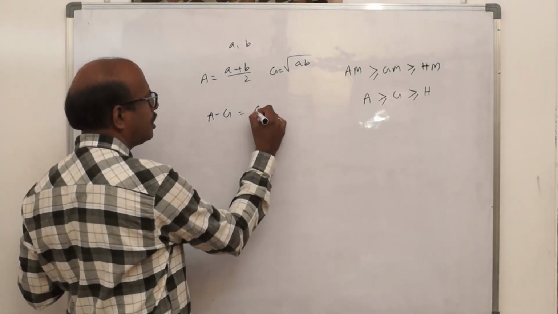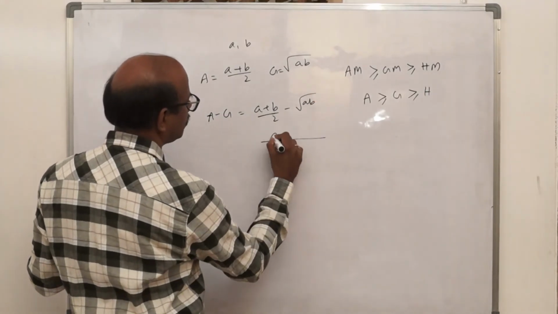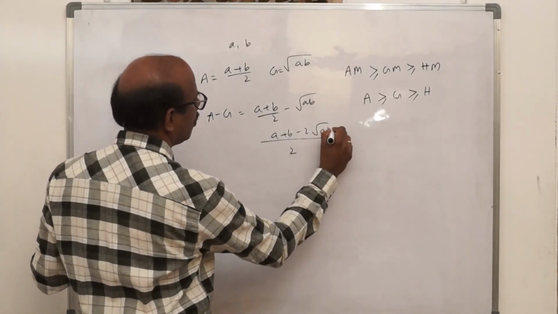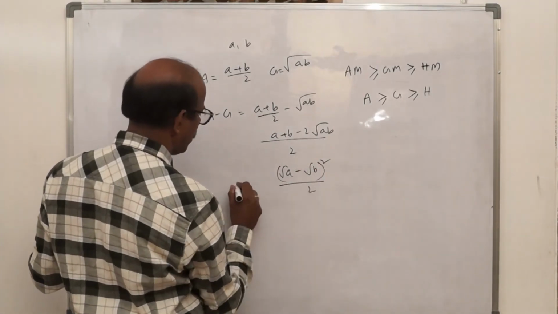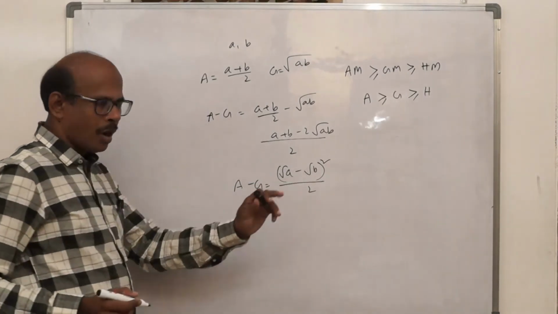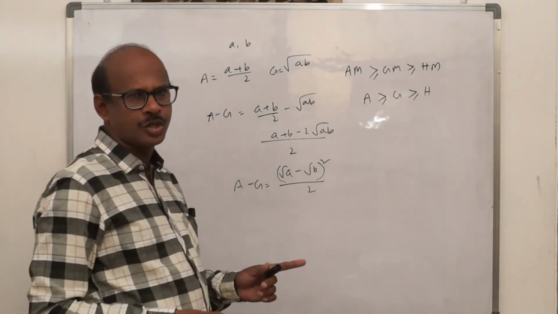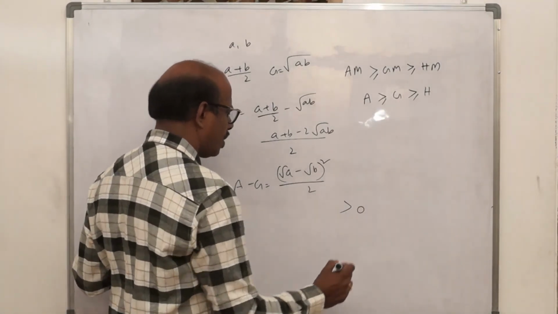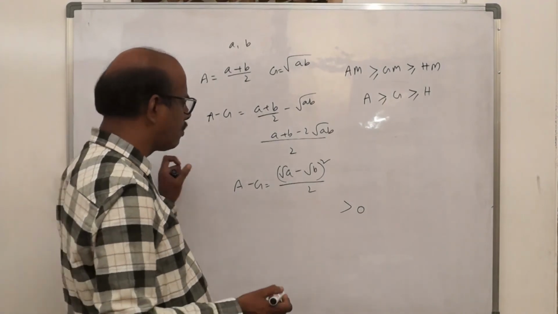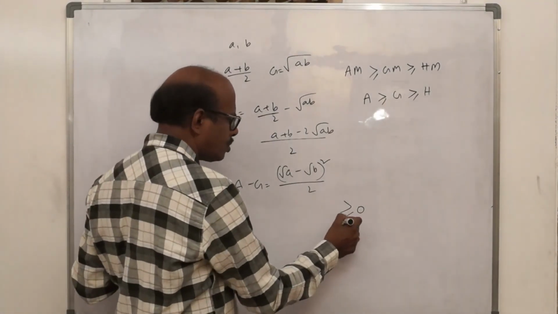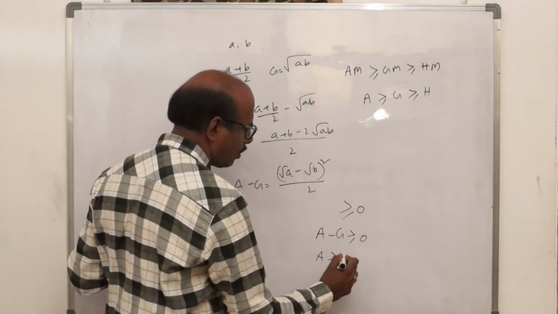Now I consider A minus G. So this will be like this, LCM. Now it will be a form like root A minus root B whole square by 2. It will be A minus G. Now here A and B are two positive numbers. No doubt the square is positive, denominator 2 positive. So this will be positive. For one possibility, if A and B are equal, two numbers equal, this will be 0. So greater than or equal to 0. So A minus G greater than or equal to 0. A greater than or equal to G.